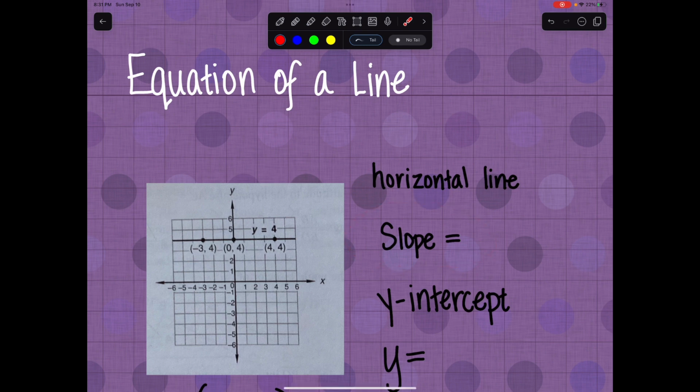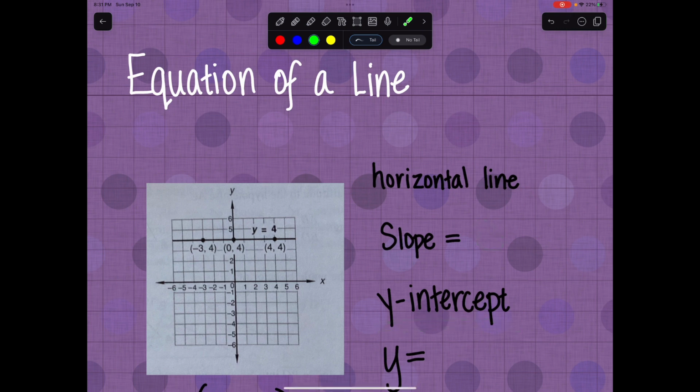One other thing about horizontal lines is, what is the slope of a horizontal line? A horizontal line has a slope of 0. Is that what you guessed? If you said 0, you got it right. So there's no tilt to it. It's not tilting up or tilting down. It's not slanting in any direction. The slope is 0.